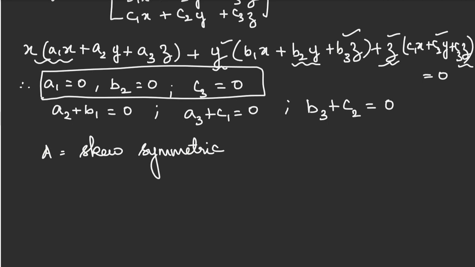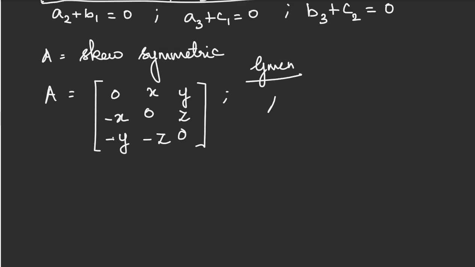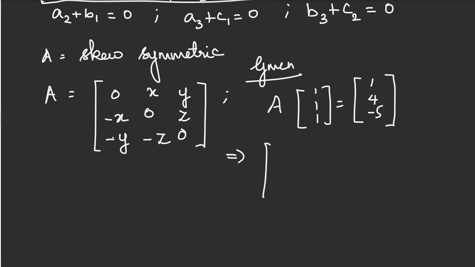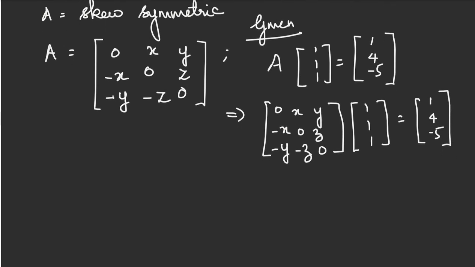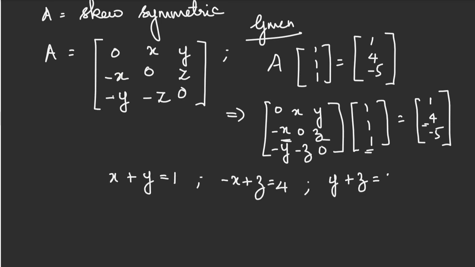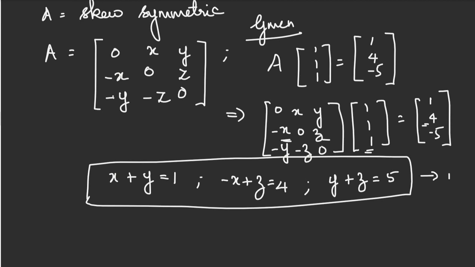Therefore, we can write A into the matrix [1 1 1] is equal to [1 4 -5]. Which implies the A matrix is [0 x y; -x 0 z; -y -z 0] into the matrix [1 1 1], which will be equal to [1 4 -5]. Now multiplying these matrices and simplifying the first row, second row and third row, we get the equations x plus y is equal to 5. So these are a set of equations. The first set of equations, we have it as equation number 1.